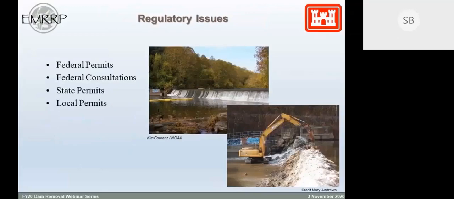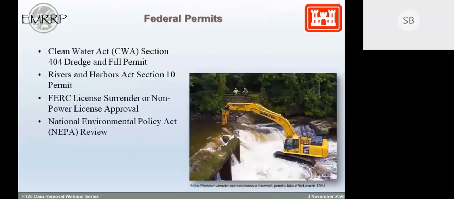So dam removal requires permits from federal, state, and local authorities, and these permits are generally required to ensure the removal is done in a safe manner and to minimize impacts. Most dam removals are going to require a Clean Water Act Section 404 permit, which is issued by the Corps of Engineers for any activities that involve discharge of dredged or fill material into waters of the U.S. And the Corps will also issue a Section 10 permit for activities affecting navigable waterways.